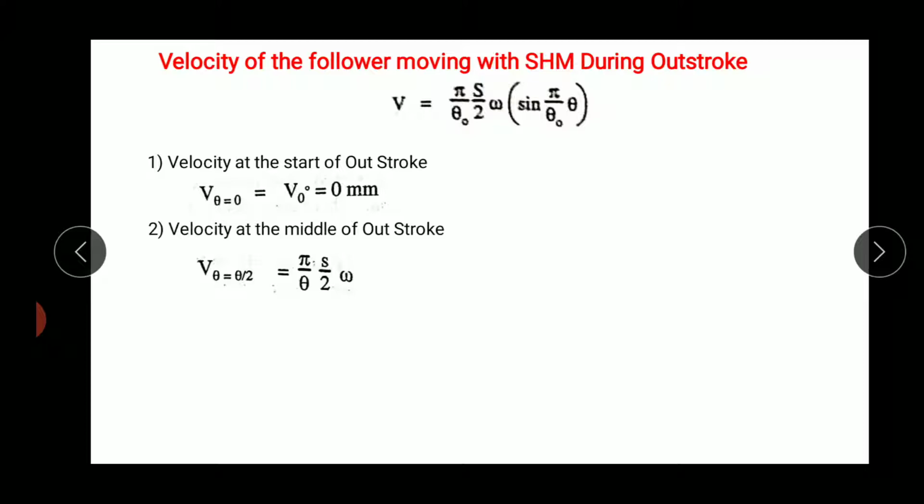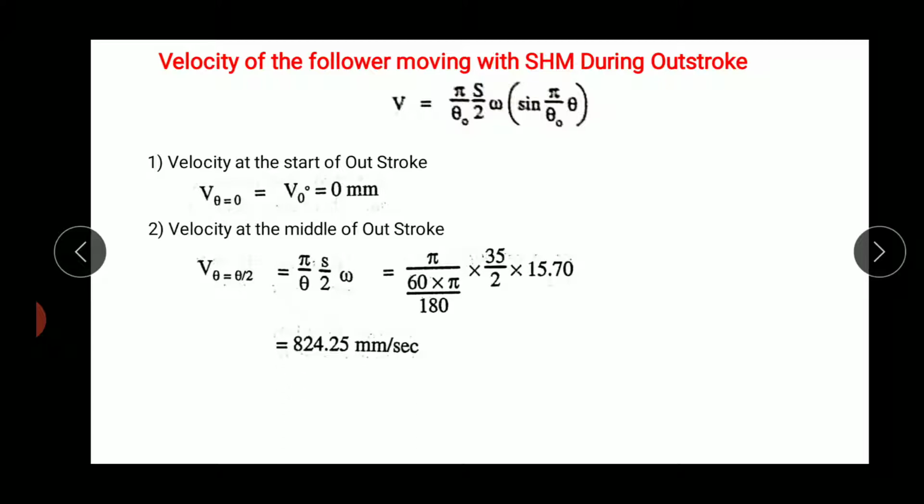So put all the values, pi by theta o into s by 2 into omega. Again, here theta o is 60 degrees and it is multiplied by pi by 180. As we had calculated earlier, it is 1.047. So you can put the value 1.047 directly over here instead of 60 into pi by 180. 1.047 will be sufficient and it will be easier for your calculation.